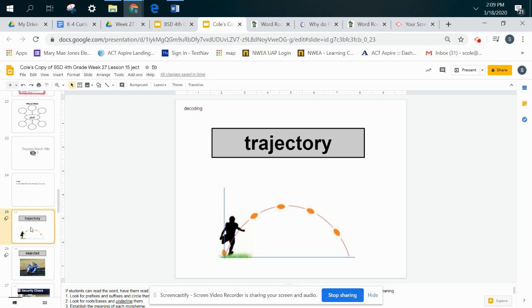Now, tra means across or through something. And we learned that ject means throwing into something else. And then ory, the suffix, means pertaining to. So trajectory is the path that something is thrown into. So, for example, the trajectory of the football is going through the goalpost.